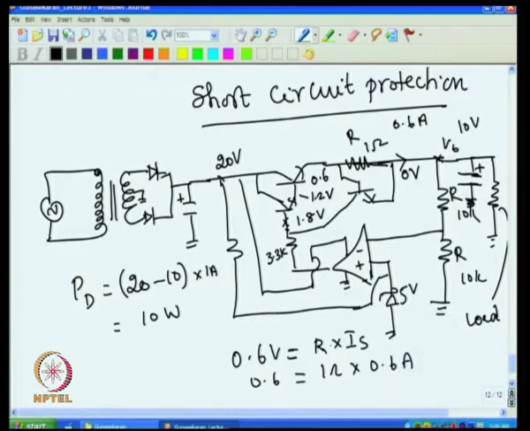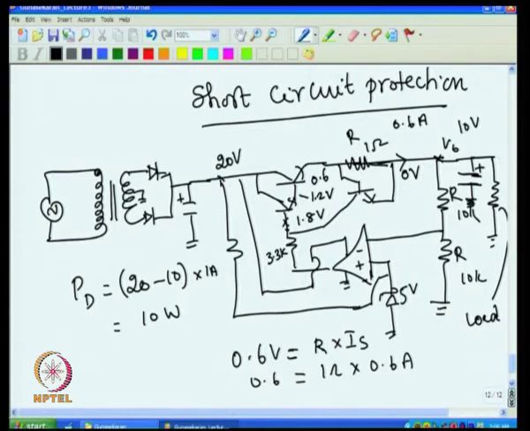So I can select R to get whatever short circuit current I require. If I put, for example, 1 ohm, then even in normal operation, if the current goes up and reaches 0.6, this starts conducting and it gets into current limiting mode. So with 1 ohm, I can take only 0.6 ampere maximum in this case.